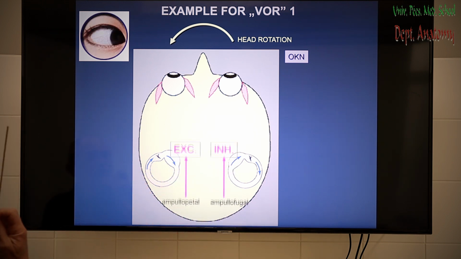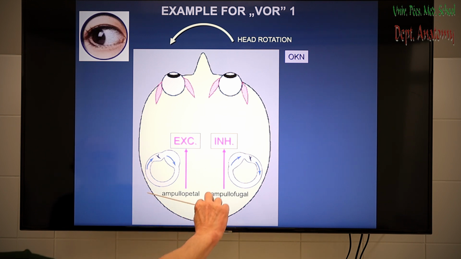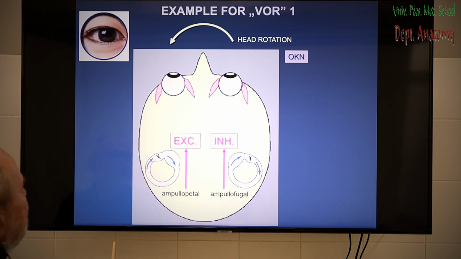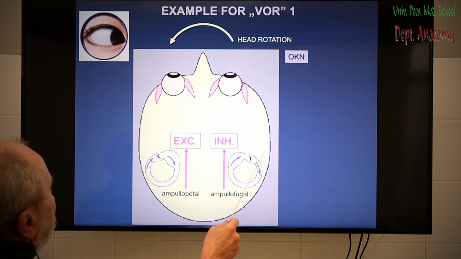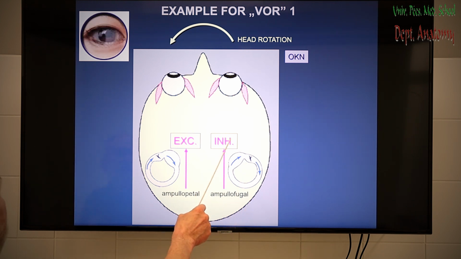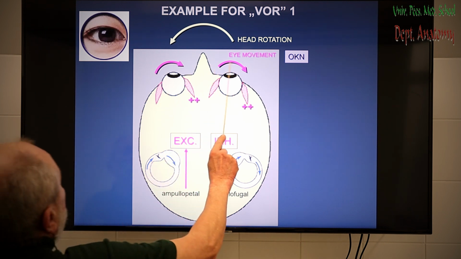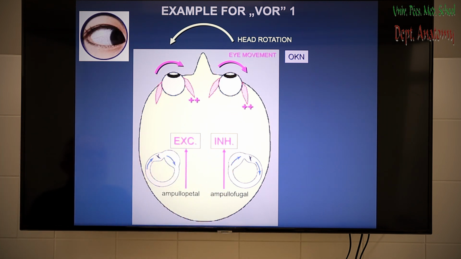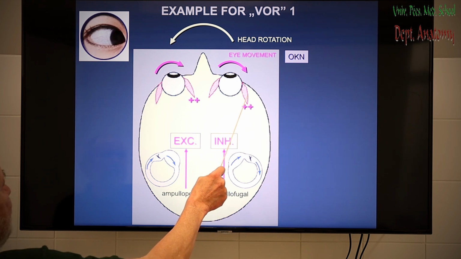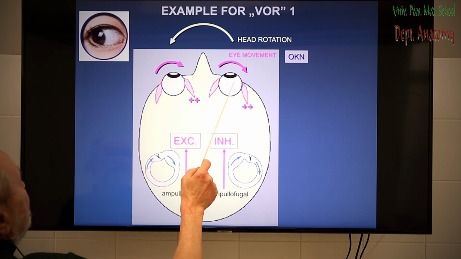This is the one which excites the left ampullary crest because of the ampullopetal flow of the endolymph, and simultaneously in the right lateral semicircular canal it results in inhibition. Due to this, the final result is the opposite movement of the eye because of innervation of the lateral rectus on the contralateral side and the medial rectus on the ipsilateral side.